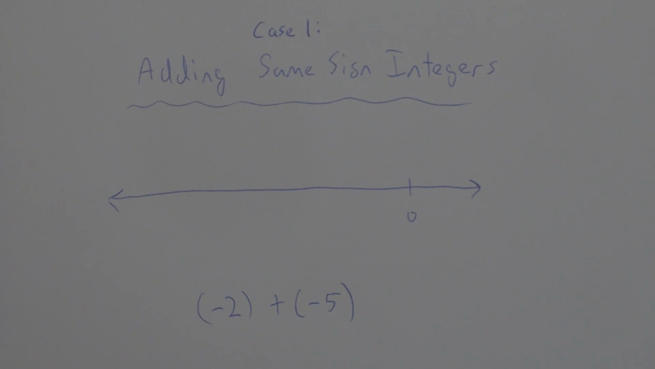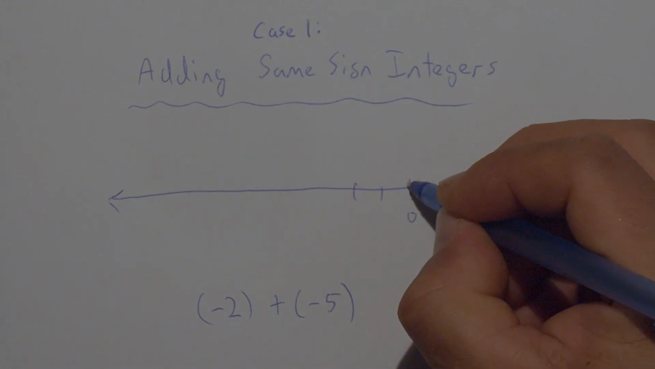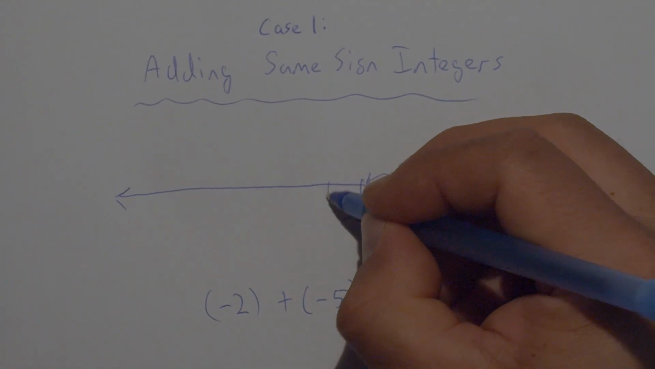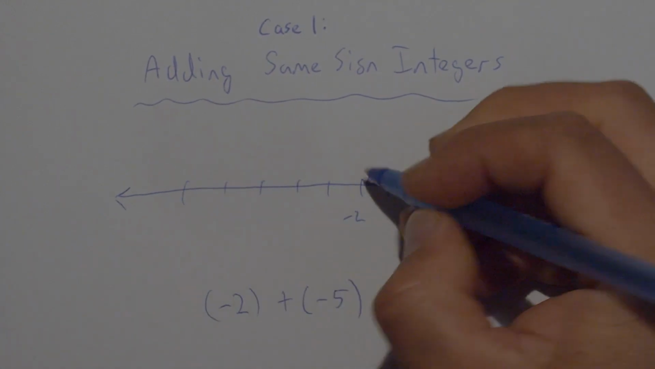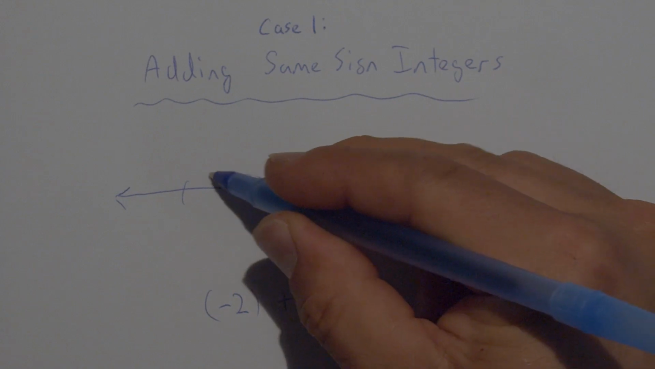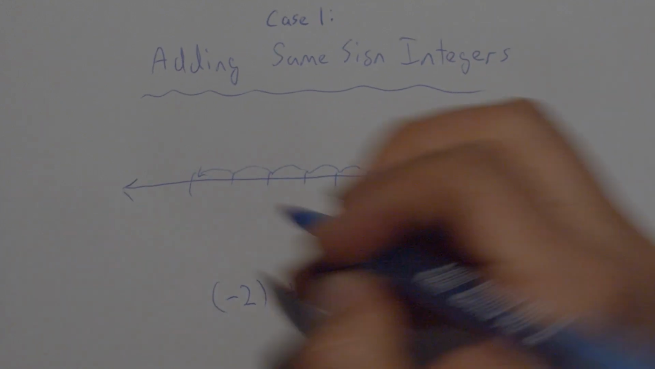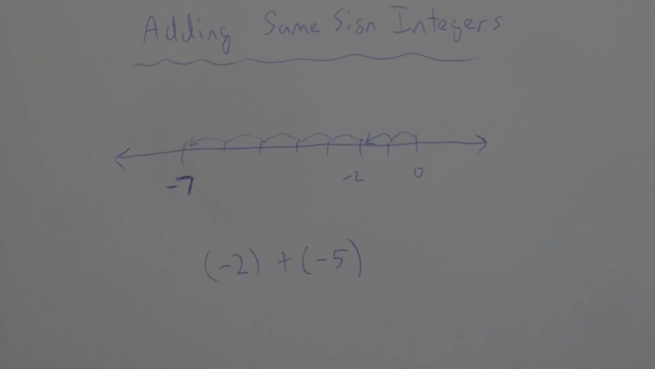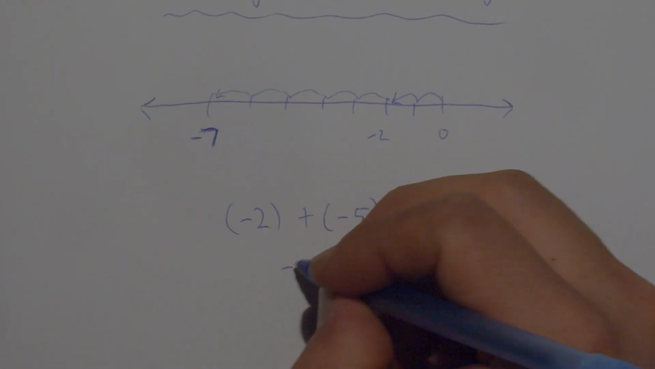So if I go to -2 on a number line, that takes me here to -2, and if I add a -5, 1, 2, 3, 4, and 5, that gets us to -7. So the result here would be -7.